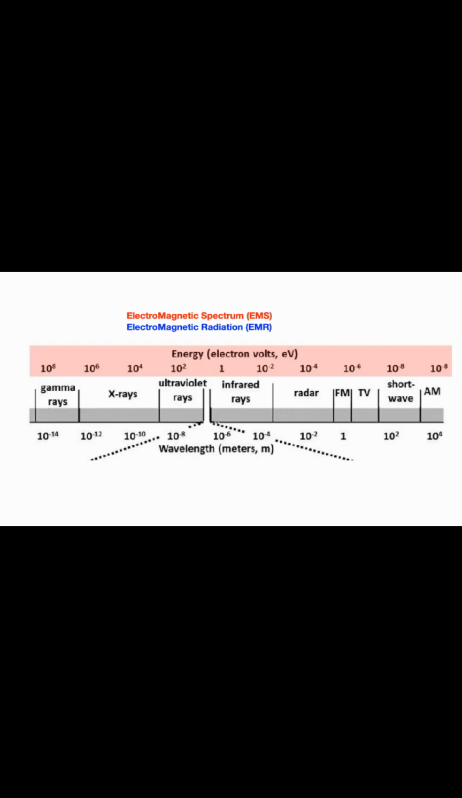To start with, when you look at the electromagnetic spectrum, that's the EMS, or electromagnetic radiation, EMR, you'll see that the infrared radiation or infrared rays comes just after the UV-visible, so ultraviolet and visible radiation. All the colors that we see are within the visible range. Infrared radiation has lower energy than the visible radiation.